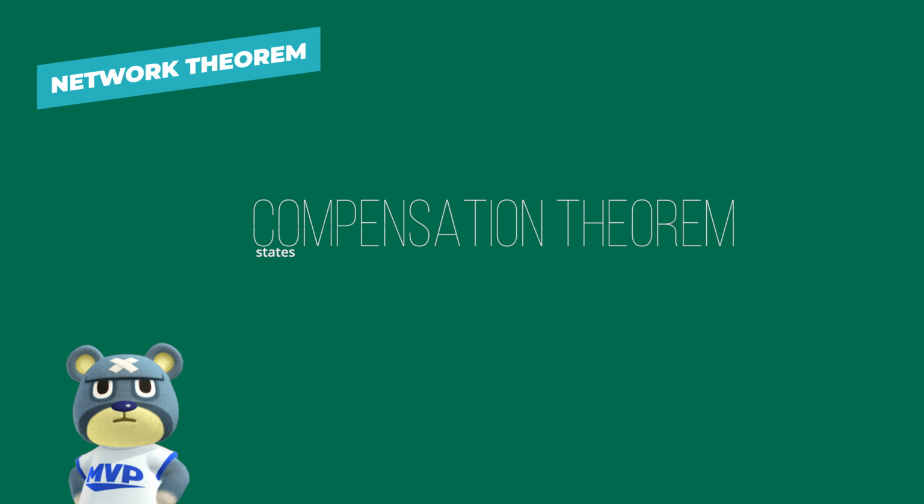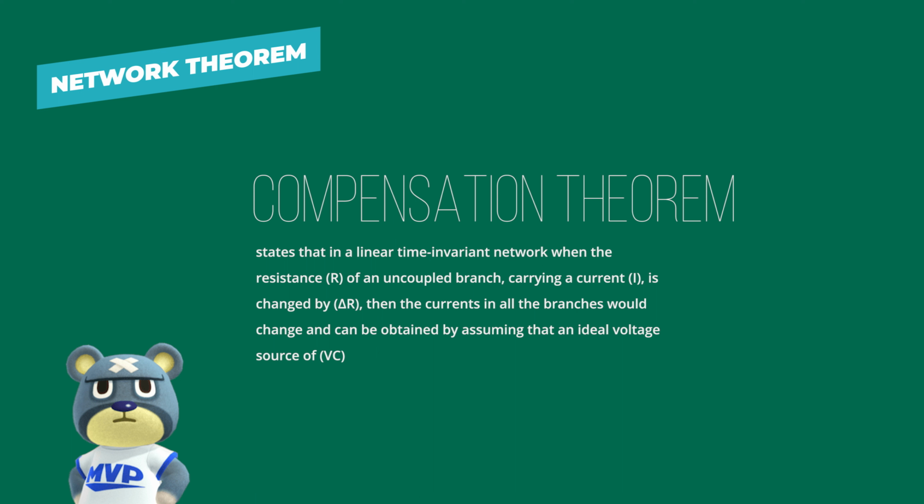Compensation theorem. The compensation theorem states that in a linear time invariant network, when the resistance of an uncoupled branch carrying a current I is changed by delta R, then the change in current in that branch can be obtained by assuming that an ideal voltage source Vc has been connected, such that Vc equals I delta R, in series with R plus delta R, when all other sources in the network are replaced by their internal resistance.